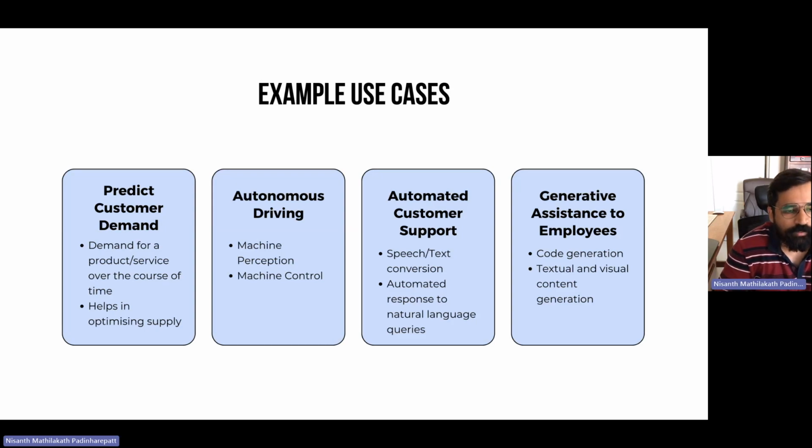How does this help? This helps in optimizing the supply or stock. We can optimize the stock such that it can meet the demand, and also we can keep only as many goods as needed, thereby avoiding overstocking. So that's how this helps.